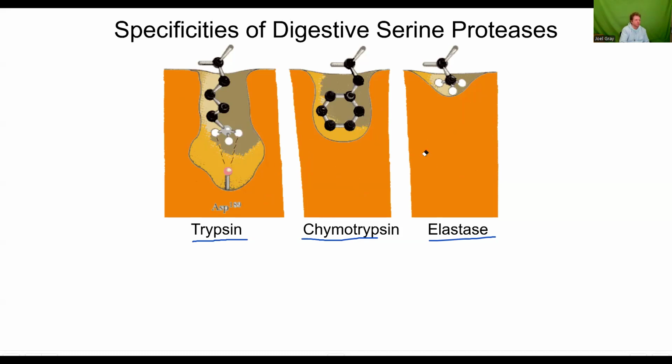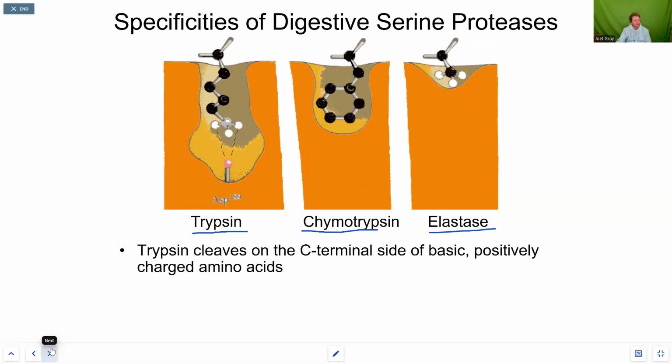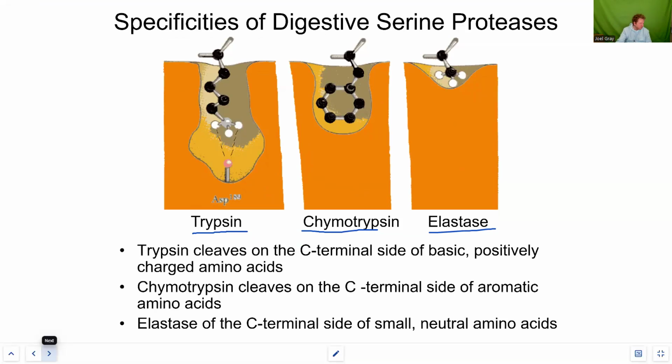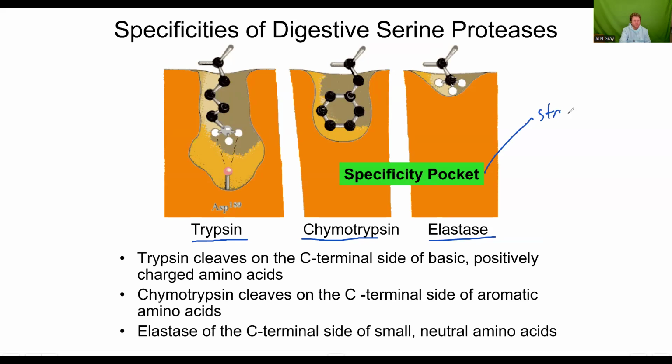On the far left, we've got trypsin. This particular structure is known as a specificity pocket. It's known as a specificity pocket. And this is basically the structure of the protein that selects the right substrate.